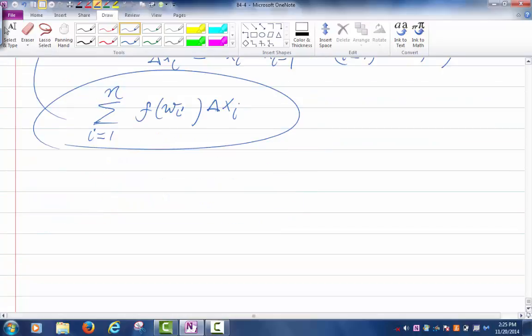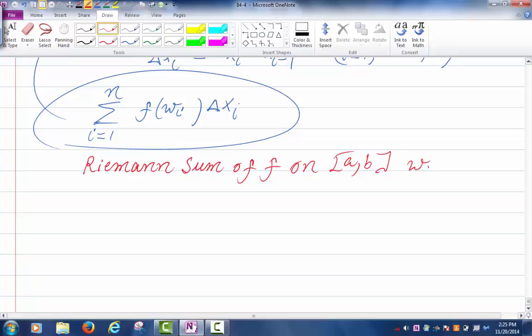This sum that we formed is called the Riemann sum of f on the interval from a to b with respect to the partition P. This is called the Riemann sum of f on that interval with respect to the given partition P.